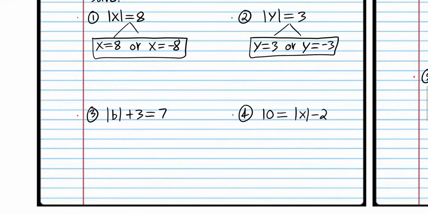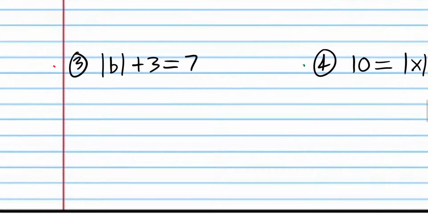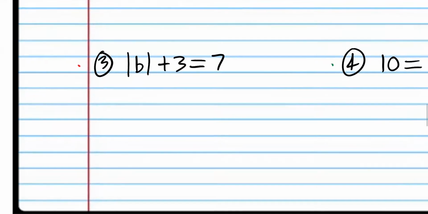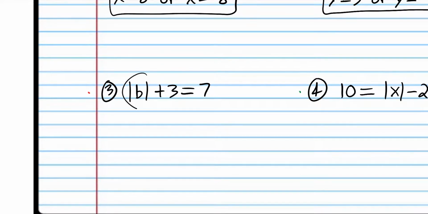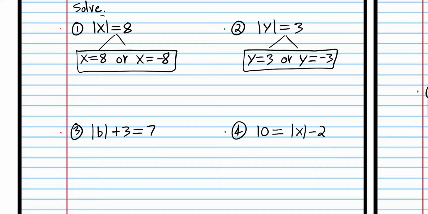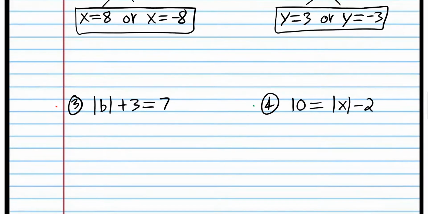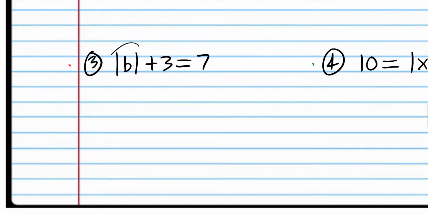So now we're going to go to some more complicated problems. And these problems, notice that the absolute value is not isolated. It's not by itself because a 3 is next to it. In the previous problems, the absolute value started off isolated, so we didn't really have to do much algebra. But in this problem, we do have to isolate the absolute value expression, so we're going to have to get rid of that 3. So we're going to subtract 3 from both sides. And we get 4. Absolute value of b is equal to 4.